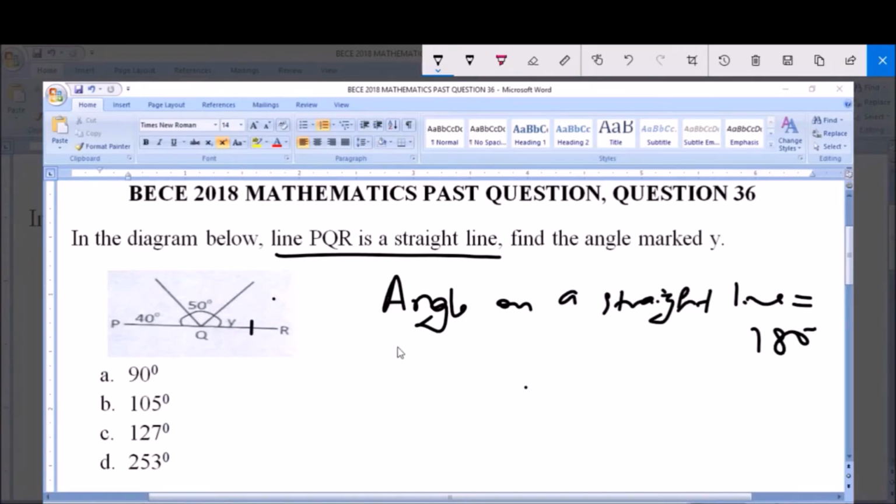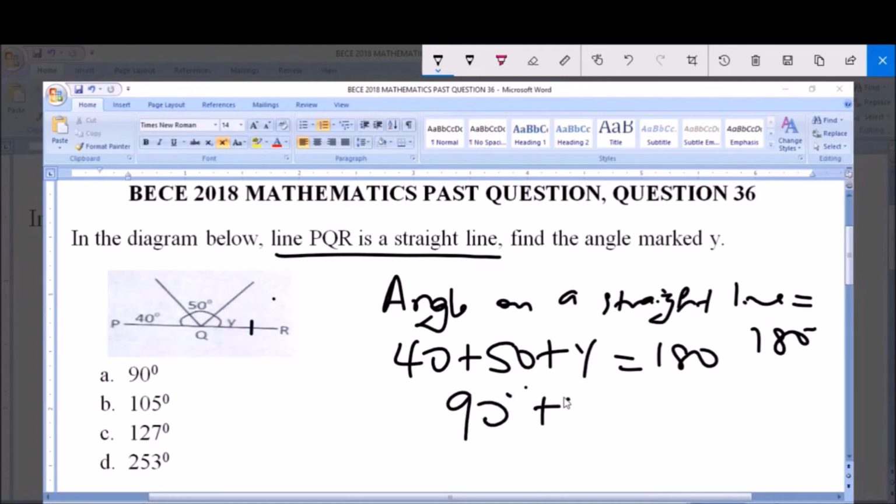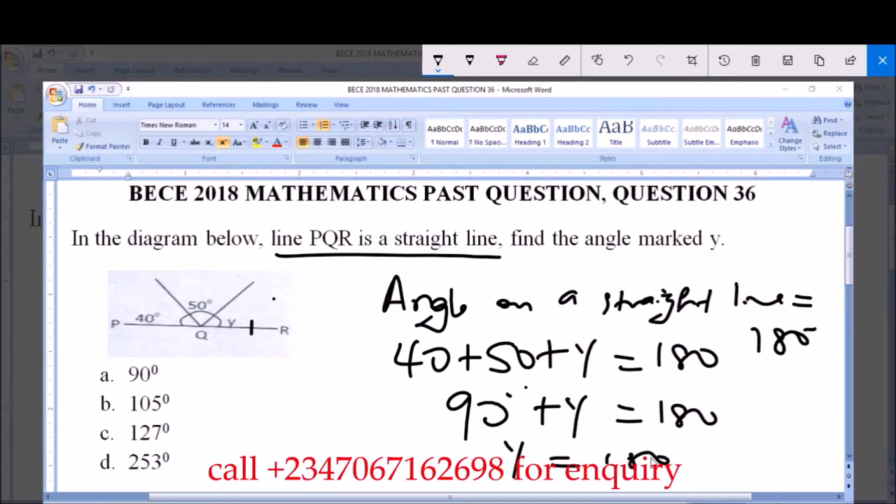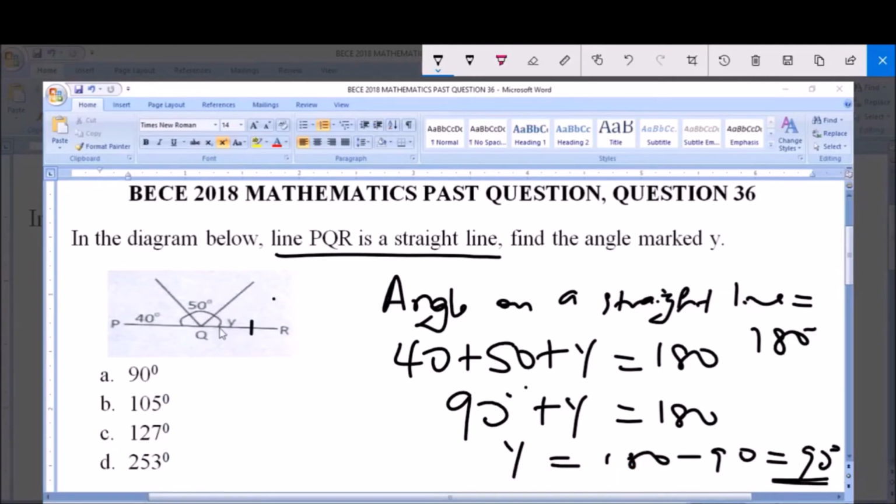So therefore we say 40 plus 50 plus Y is equal to 180. 40 plus 50 will give us 90 degrees, plus Y is equal to 180. From here you can see Y is equal to 180 minus 90, and this is equal to 90 degrees. So Y is 90 degrees. From these options, option A says 90 degrees, which is correct. B says 105 degrees, which is wrong. C says 127 degrees, which is wrong, and D says 253 degrees, which is wrong. So option A is the correct answer.